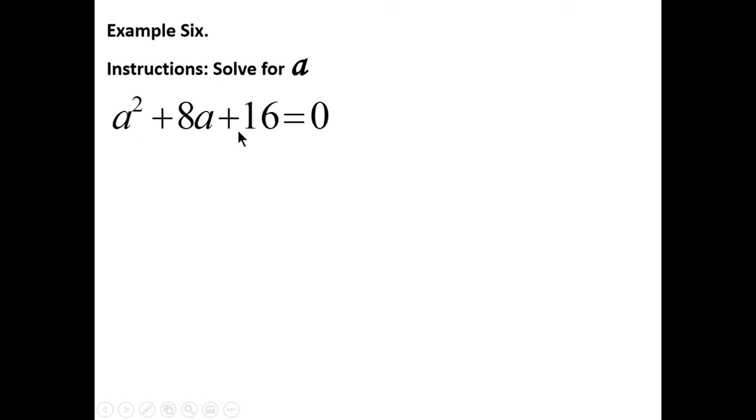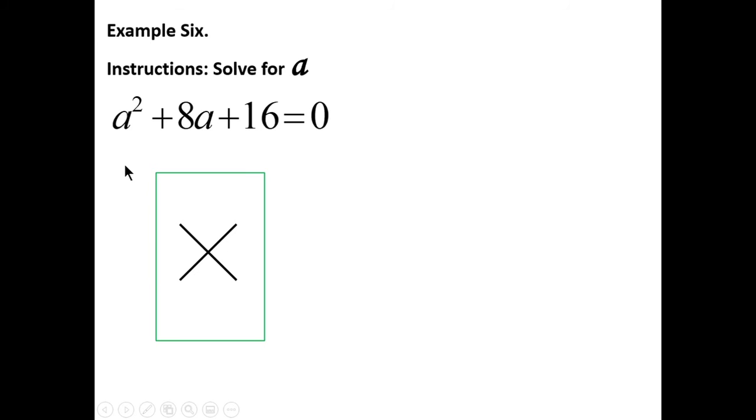So in order to break it into factors, we're going to want a puzzle box. So here's your puzzle box. The number that goes to the top of the puzzle box is this number right here on the end, plus 16. And the number that goes to the bottom of the puzzle box is this number right here, plus 8. So what could you multiply together to get to 16, and you add it together to get to an 8?